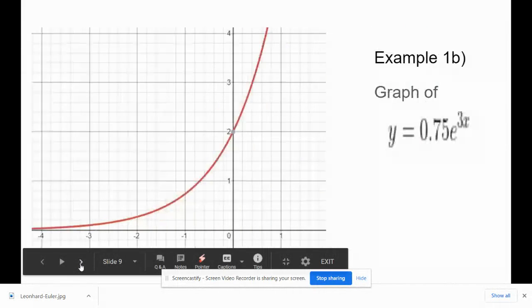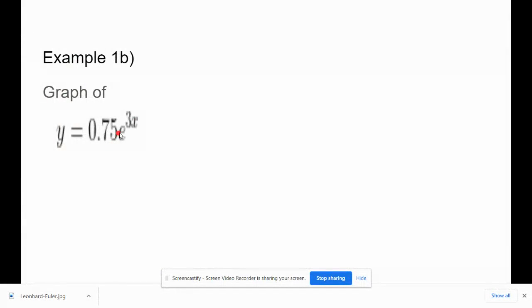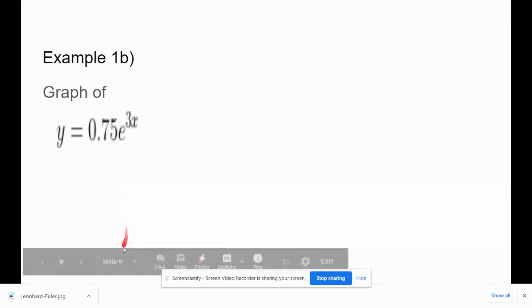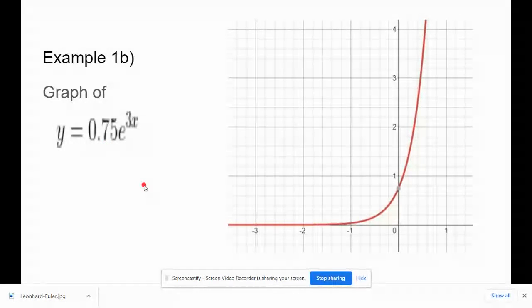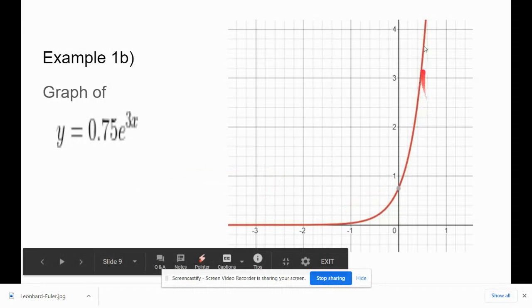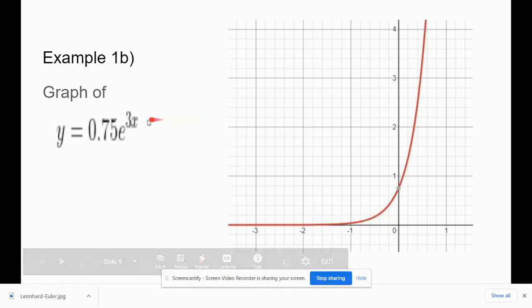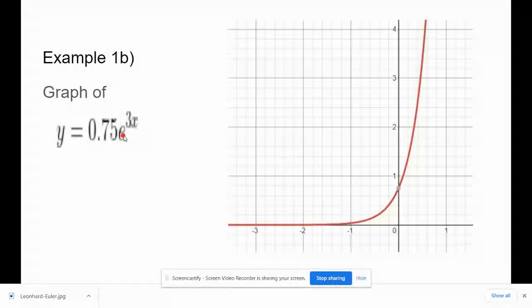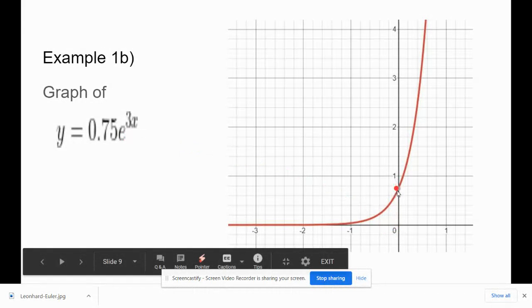Okay, let's go on to the next one. What do you think is going to happen if I put a 0.75 in front of it? That's like 3/4. So that would slow the rate down, but it's still positive, so it's still going to go up to the right. And here is the graph. It still goes up to the right, but notice that it doesn't go through (0, 1) anymore. Now it goes through (0, 0.75), because when x is 0 in the exponent, I have 3 times 0, which is 0, and e to the 0 power is 1, times 0.75 would be 0.75. So that's this point right here.